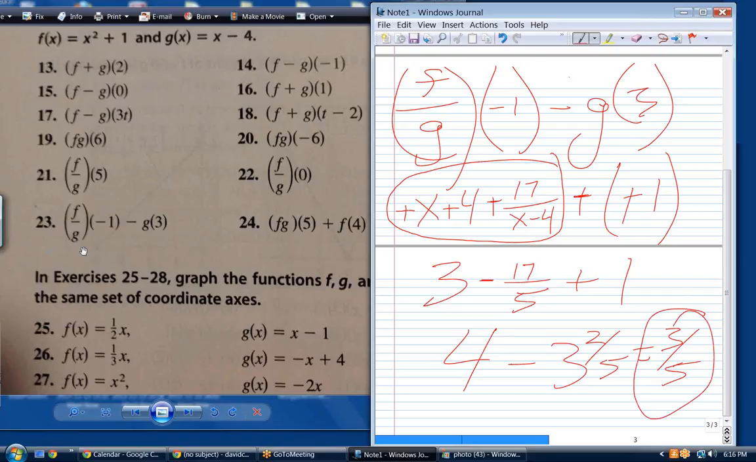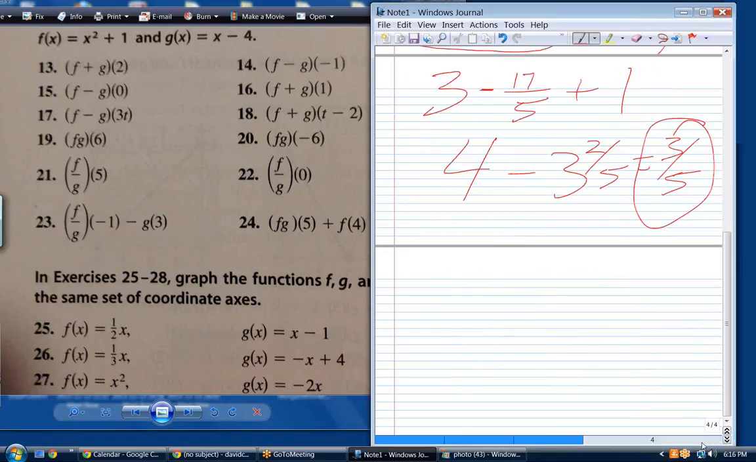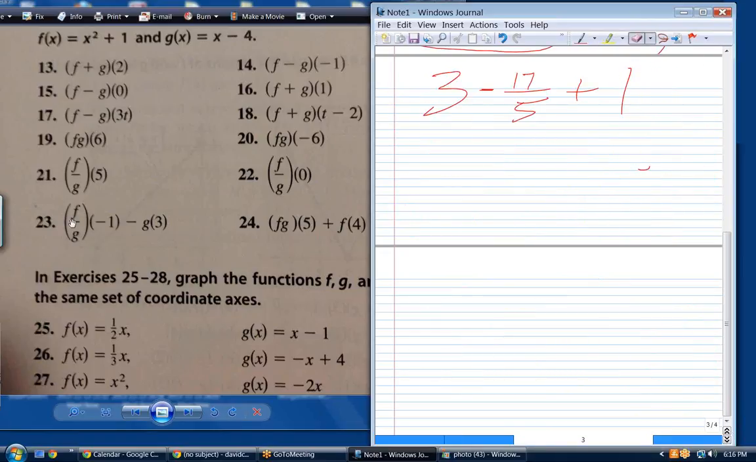There's lots of ways to represent composite functions, and if you have 6 different books, you'll see 6 different ways. But now we know what to do. The hard part of that was actually doing the division.